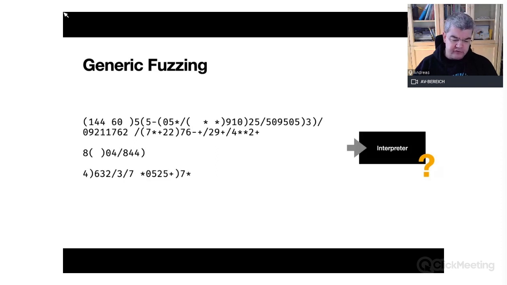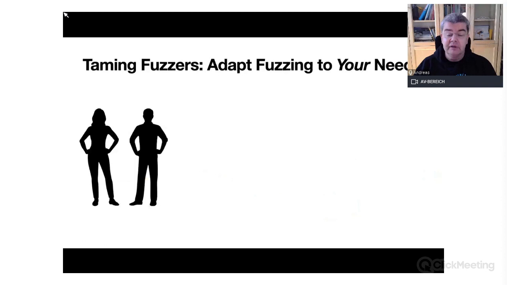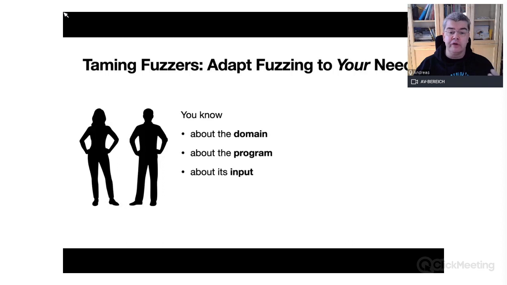And the question is, how can we teach a fuzzer what an expression looks like? How can we teach a fuzzer what an input looks like? And this is knowledge that we as developers do have. The question is, how can we adapt a fuzzer such that you can throw in this knowledge, such as your knowledge about the domain, your knowledge about the program and its input, but also about where the weak points are, what needs to be tested?